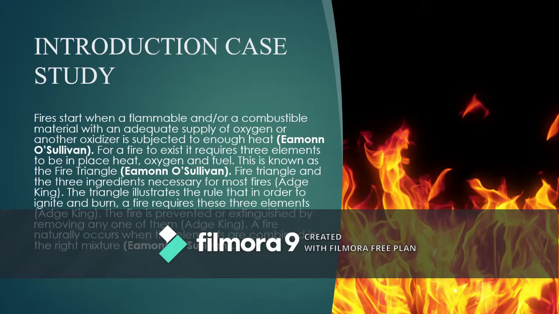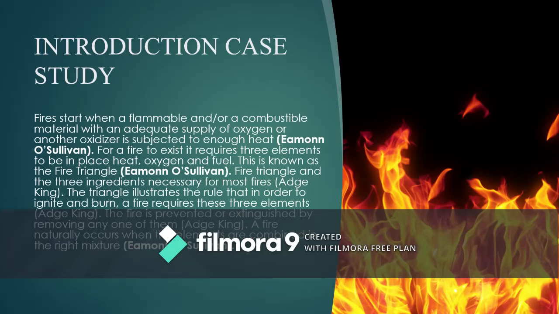Fire starts when a flammable or a combustible material with an adequate supply of oxygen or another oxidizer is subjected to enough heat. For a fire to exist, it requires three elements to be present: heat, oxygen, and fuel. This is known as the fire triangle.